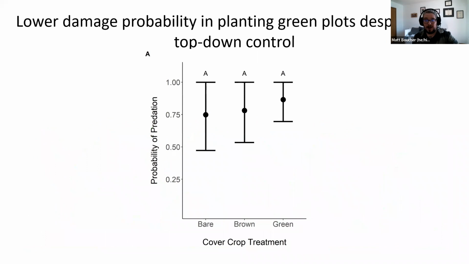And we actually have data to show this. I recently co-authored a paper that just got published 2 days ago. It's out. I will send it through the PSA listserv to show what we've done. But the basic takeaway was that there was a lower damage probability in planting green plots despite equal top-down control. So this figure here is the probability of predation in these planting green fields. And you can see with our bare treatment, our planting brown, being our standard cover crop management, and our planting green, there is no difference in predation rates there.